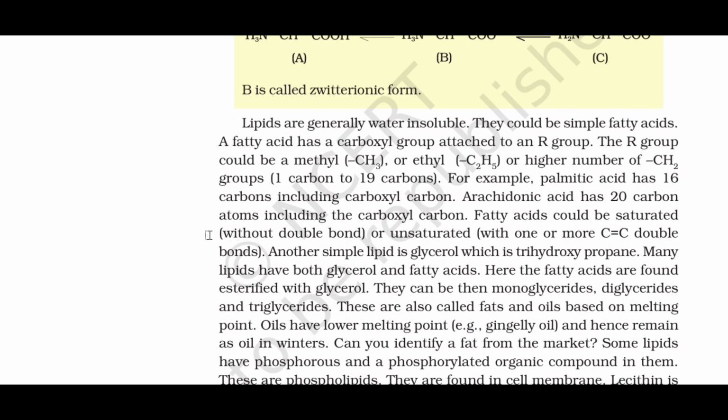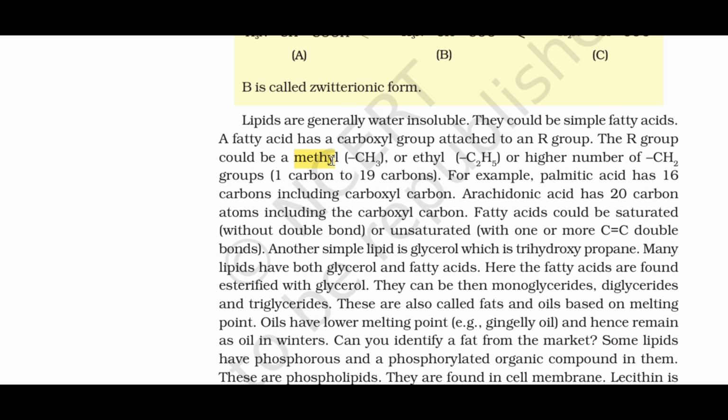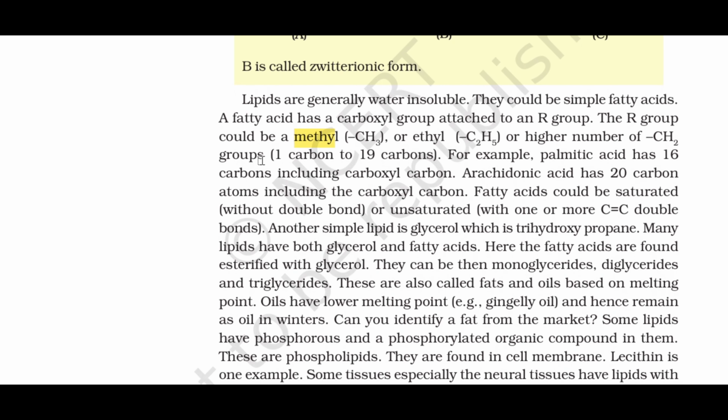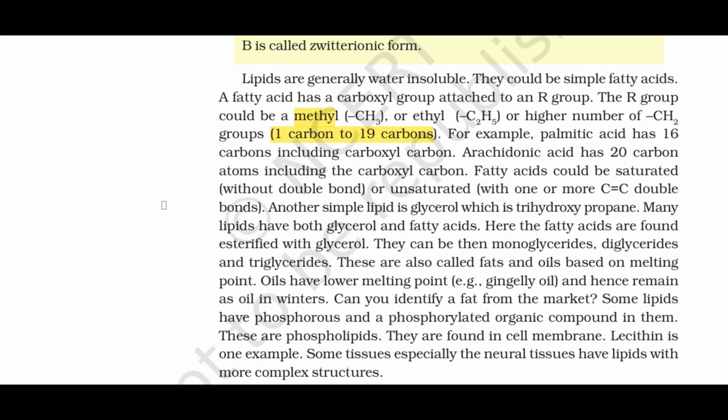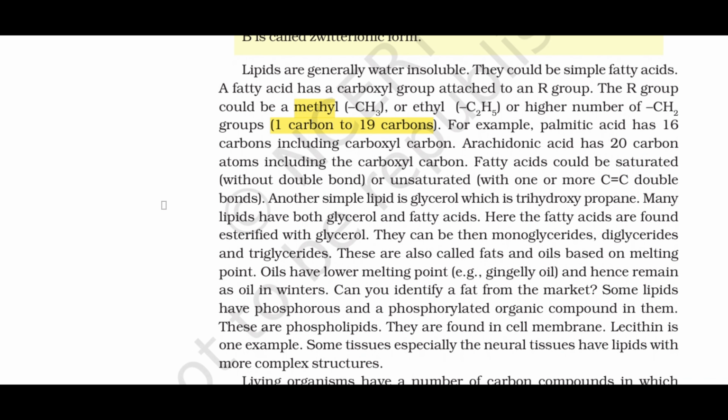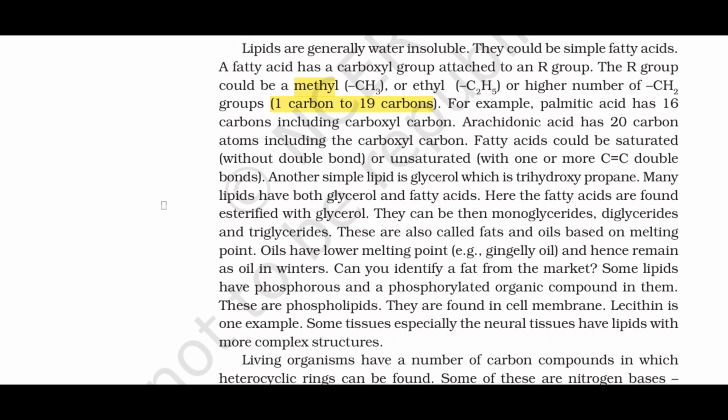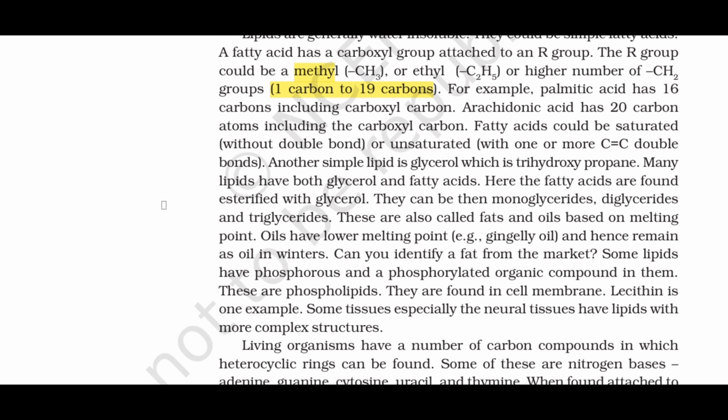A fatty acid has a carboxyl group attached to an R group. The R group could be a methyl, CH3, or ethyl, C2H5, or a higher number of CH2 groups, from 1 carbon to 19 carbons. For example, palmitic acid has 16 carbons including the carboxyl carbon. Arachidonic acid has 20 carbon atoms including the carboxyl carbon.